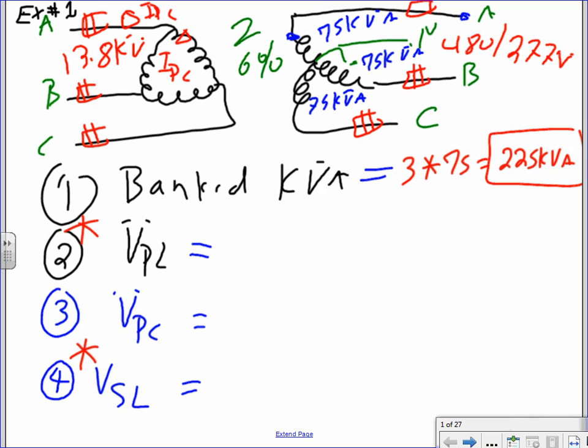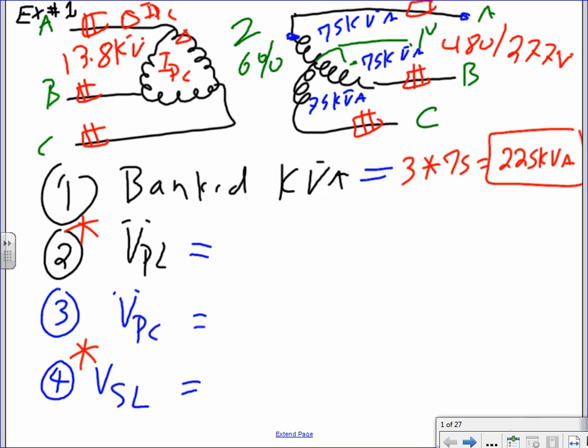Okay, the second thing is V, voltage. V is voltage. VP, P for primary. This side is called the primary, as you know. L is for line. Everybody understand what that VPL is? VP is for the primary, L is for the line. Cool? VPC, P is primary, C is for the coil. The line voltage and the coil voltage.